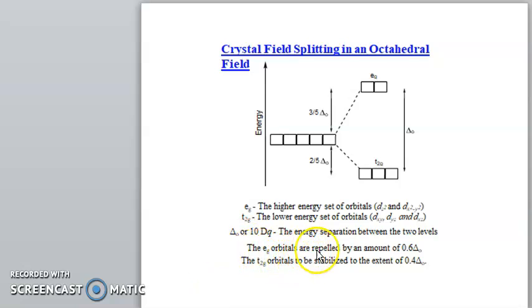The EG orbitals are repelled by an amount of 0.6 delta octahedral, and the T2G orbitals are stabilized to the extent of 0.4 delta octahedral. From this point it is 0.4 delta octahedral, and from this point to the EG it is 0.6 delta octahedral.